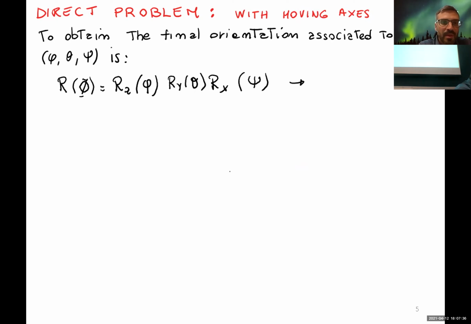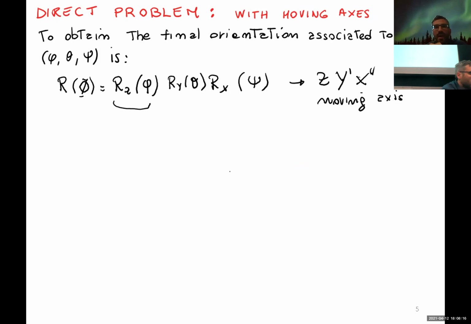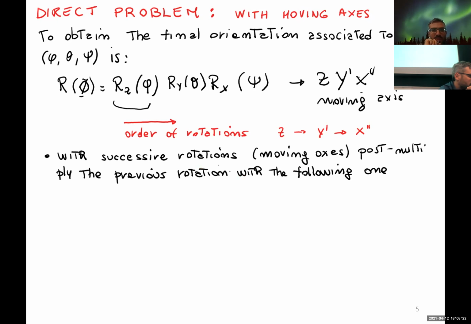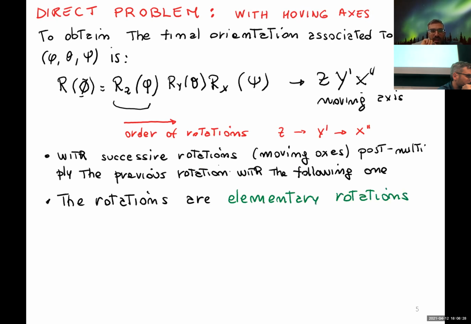You remember, we saw them, they are elementary rotations. That's why Euler angles are convenient when you want to find an orientation. You apply three elementary rotations and you use the anonymous function that we saw in MATLAB. These are subsequent rotations, one about the z-axis, one about the rotated y-axis, and the other one about the rotated x-axis. These are moving axes. And you see that this is the order of rotations. Successive rotation means post-multiply the previous rotation with the following one. And these are the elementary rotations.